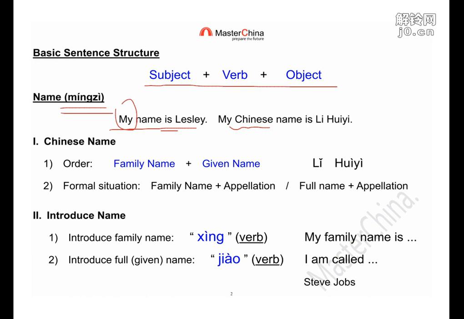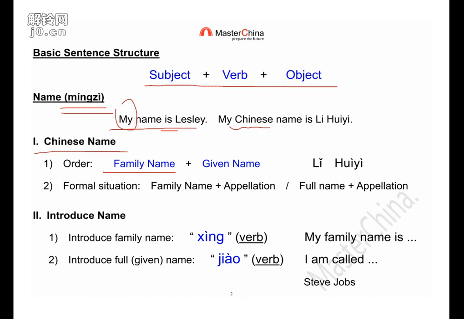So first, let's say something about the Chinese name. In Chinese names, our order is different from the Western one. We put the family name first, and the given name after the family name. So why do Chinese people put the family name first? Because we want to show our respect to our ancestors. So we shouldn't forget where we come from. So that's why we put the important information first.